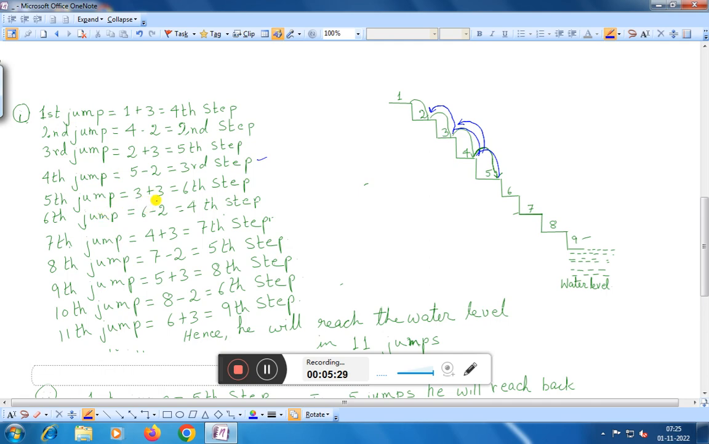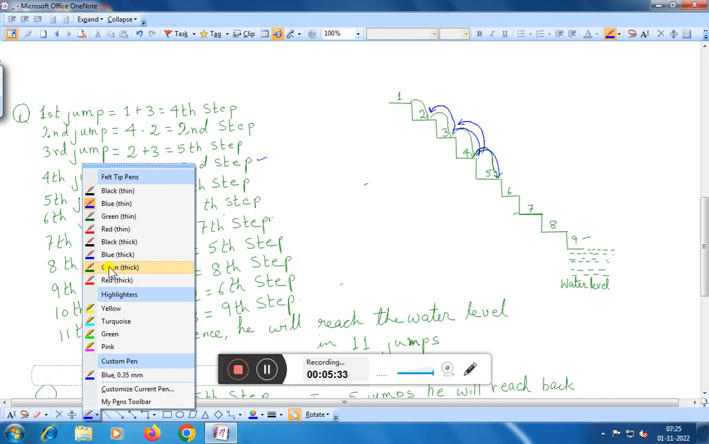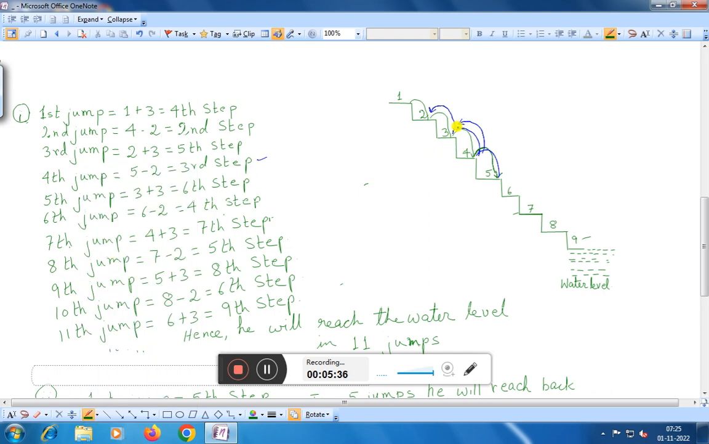Next, the fifth jump is 3 plus 3. He is staying here at 3. 3 plus 3 means we are again going from 3, 1, 2, 3, then it comes to the sixth step, right? Sixth step, and he again goes 2 steps backward.